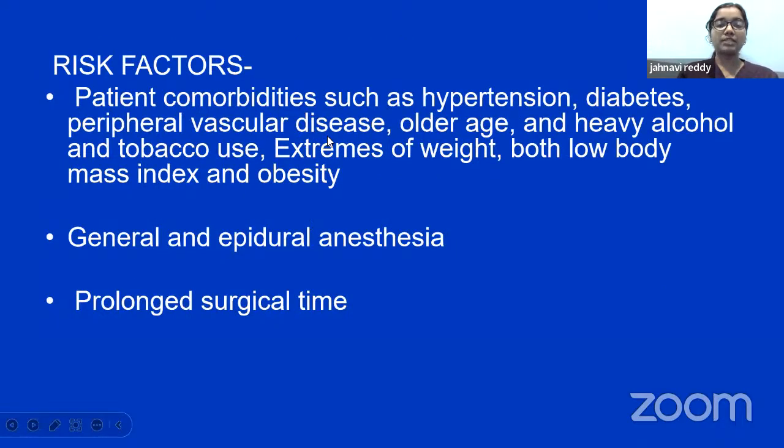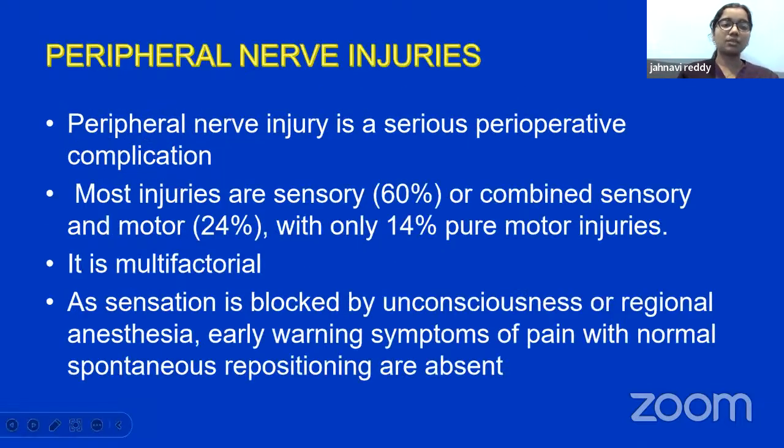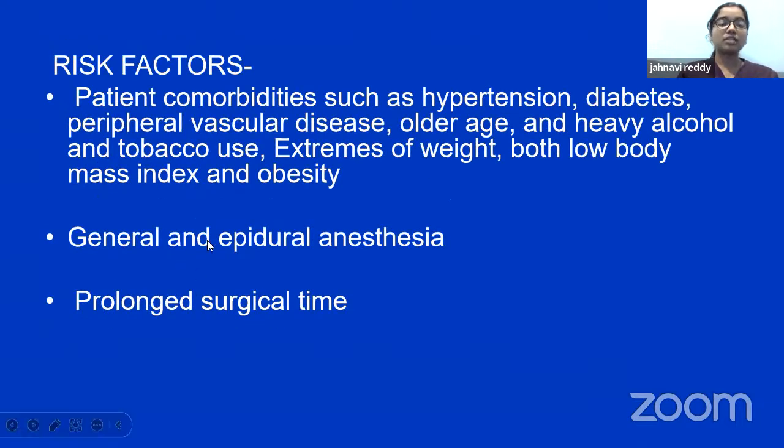The patient comorbidities such as hypertension, diabetes, peripheral vascular diseases, old age, and heavy alcohol and tobacco use, extremities of weight, both low body mass index and obesity are the risk factors for causing peripheral nerve injuries. General anesthesia and epidural anesthesia will also cause peripheral nerve injuries, and prolonged surgical time because of the pressure on the nerves will also cause peripheral nerve injuries, as I explained earlier.